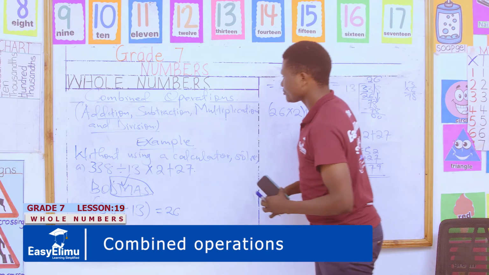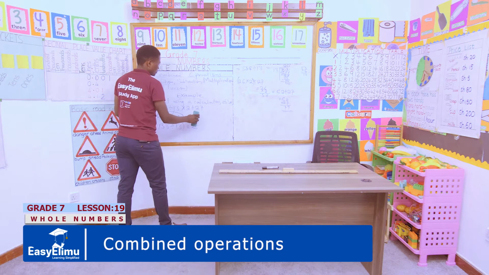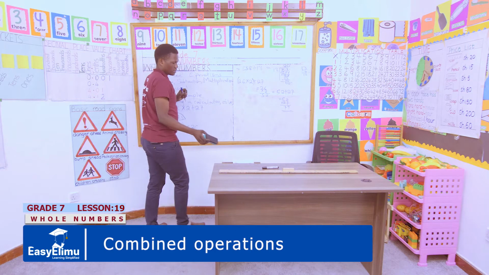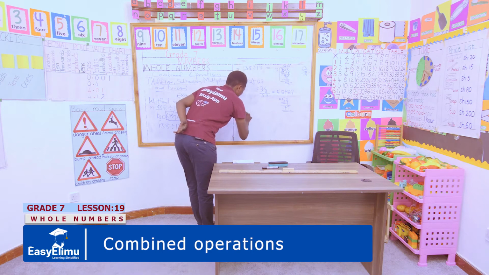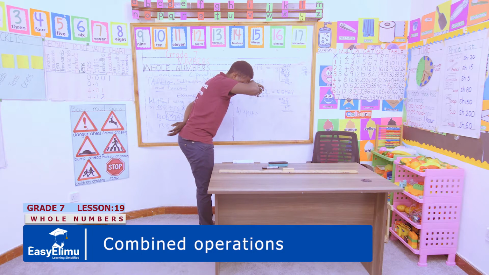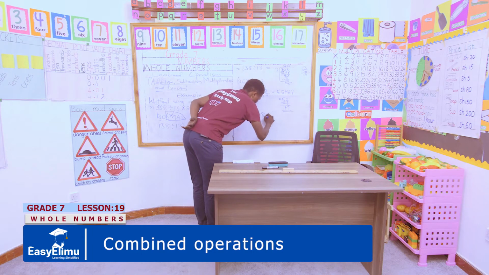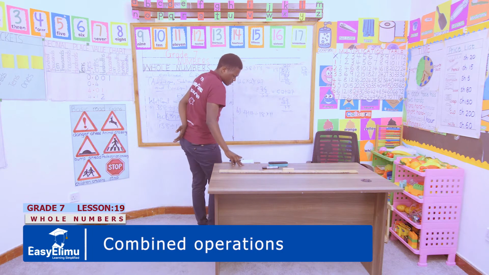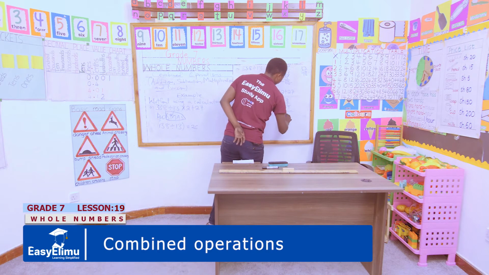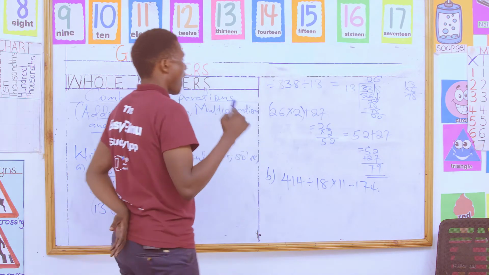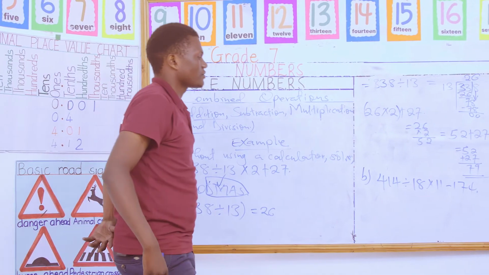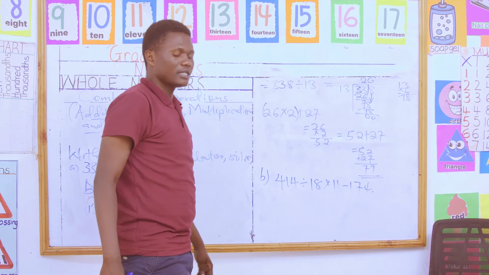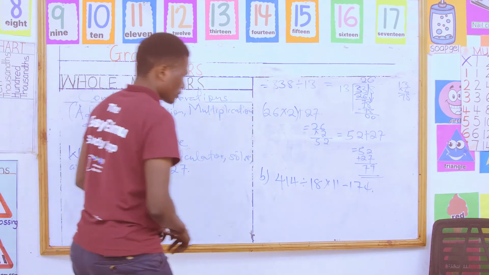Another example, again without using a calculator, allow me to write it down here. Part B: 414 divided by 18 times 11 minus 174. So, solution.